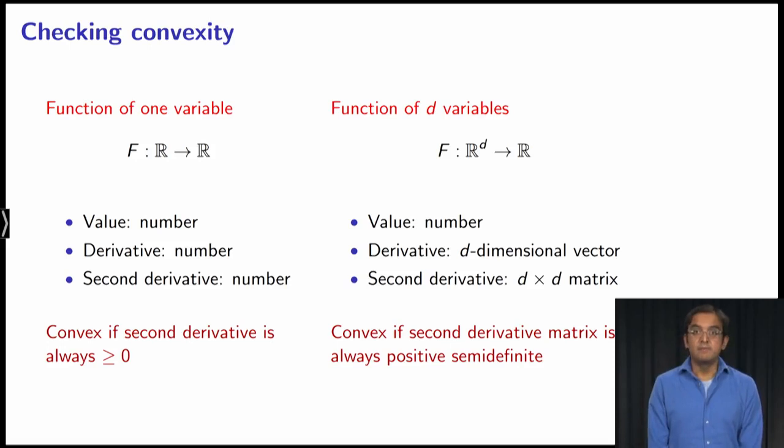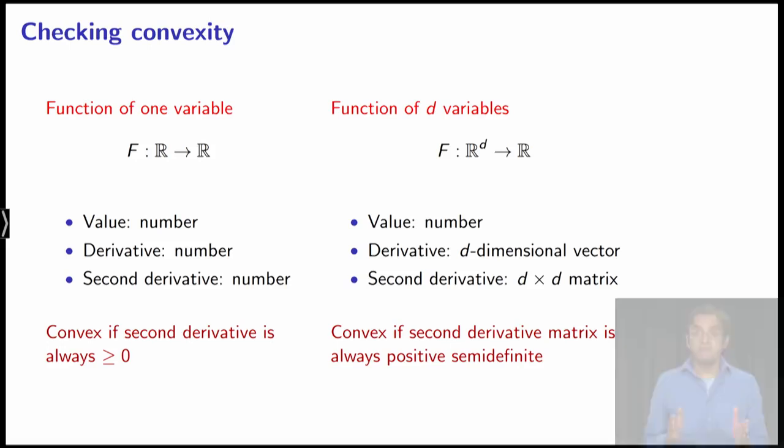So here is the big picture that's useful to bear in mind. When you have a function of just one variable, which is the case over here, then the value of the function at any point is a number, and the derivative of the function at any given point is a number, and the second derivative at any given point is a number. And the function is convex if that second derivative is always greater than or equal to 0.